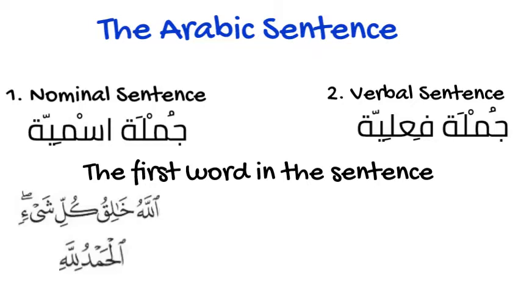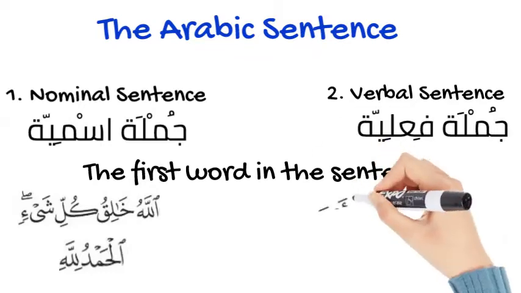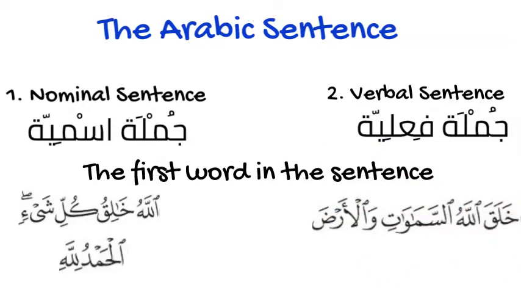So some examples of verbal sentences. خَلَقَ اللَّهُ السَّمَاوَاتِ وَالْأَرْضِ. So this sentence starts with the word خَلَقَ. And خَلَقَ is a verb. It means he created. So because the sentence starts with a verb, then this is a verbal sentence.